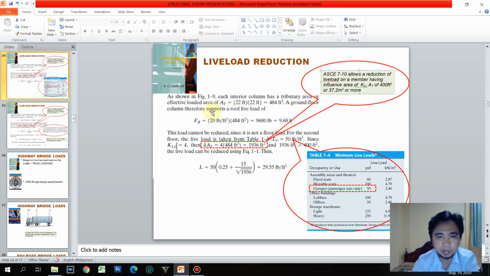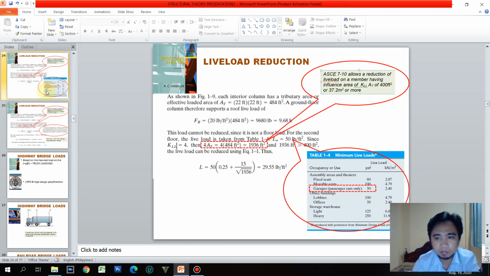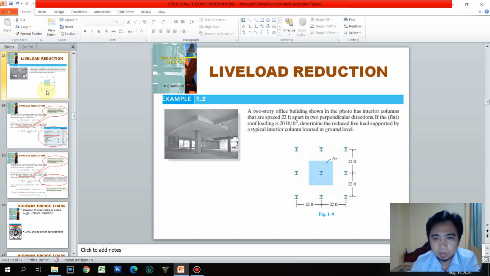So a ground floor column therefore supports a roof live load of 20 pounds per square foot. Where did this value come from? It is the roof loading here, 20 pounds per square foot.